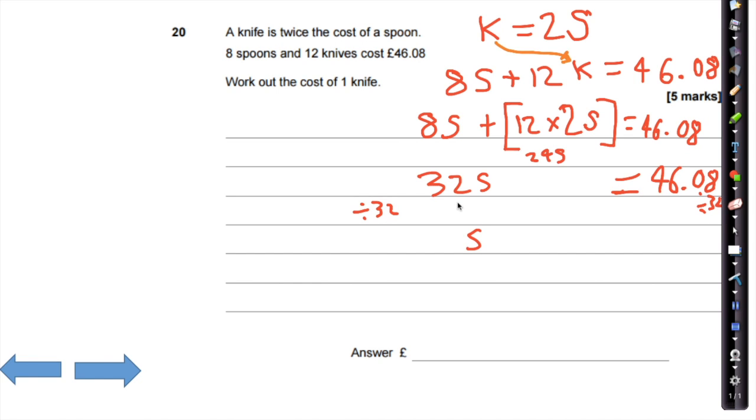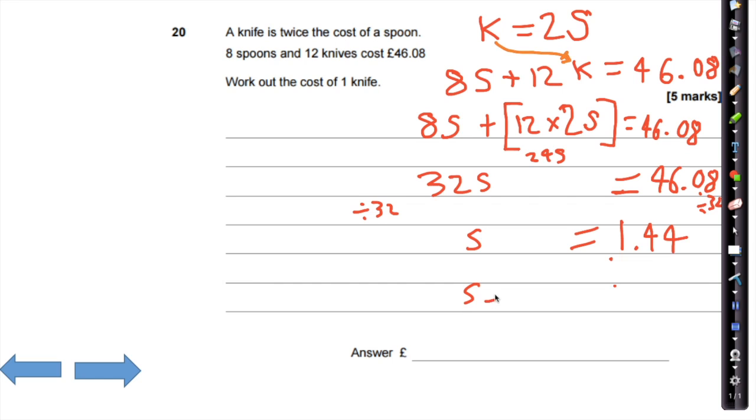And so we get s. 32 divided by 32 is 1, but remember that's 1s. So s equals £46.08 divided by 32. And that's going to give us £1.44.